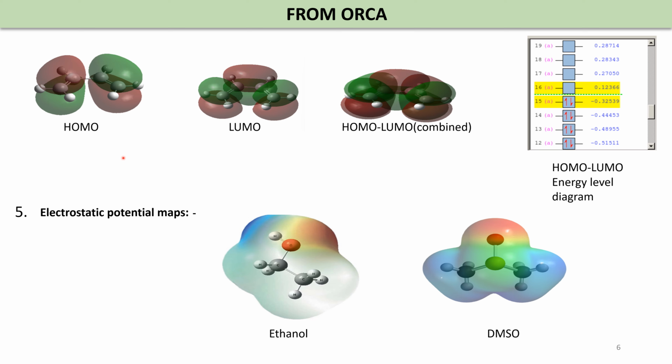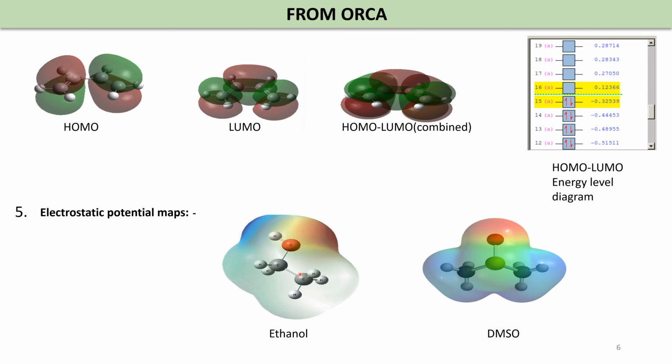Electrostatic potential maps are graphical representations of the electrostatic potential generated by a molecule's charge distribution. These maps combine molecular structure with color coding to visualize how the positive and negative charges are distributed across the molecular surface.